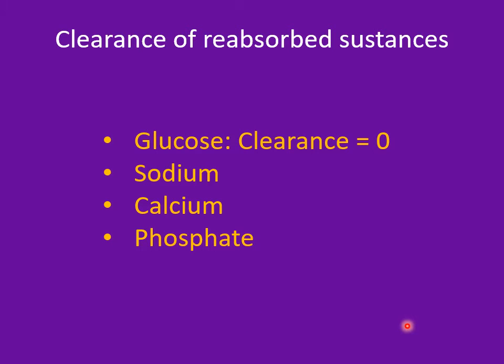Some examples of substances that are reabsorbed are glucose. Glucose is an extreme because clearance of glucose is normally 0, because in a patient with normal functioning of glucose metabolism, none of the glucose will reach urine, so clearance will be 0. We have sodium. I told you that clearance of sodium is very little because most of it is reabsorbed. And then we have clearance of calcium and phosphate, which will vary with the diet, with hormonal states, etc.